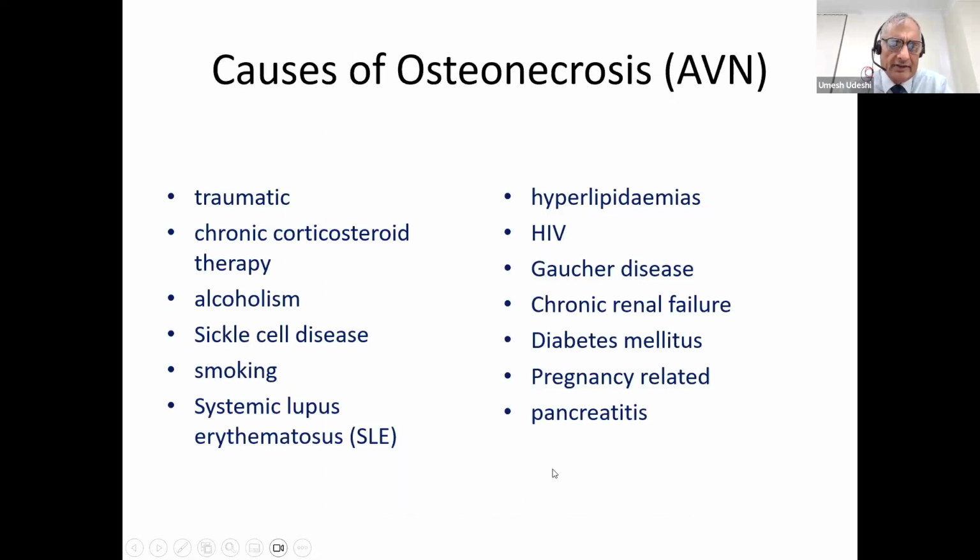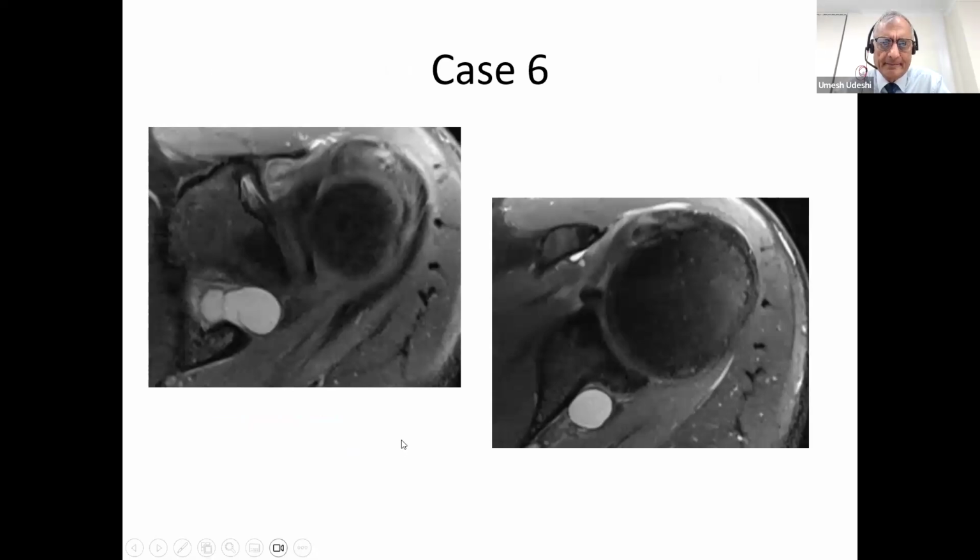There are lots of causes. Here are some examples. So it could be trauma, could be chronic corticosteroid. I don't know if I've got divers disease in here, but divers get avascular necrosis, sickle cell, alcohol, SLE, hyperlipidemias, HIV, all these other ones are all causes of avascular necrosis.